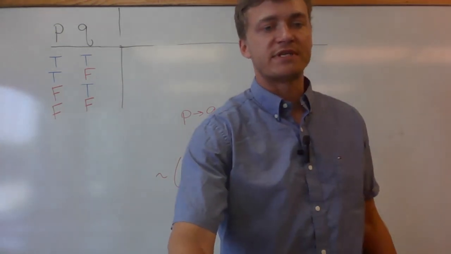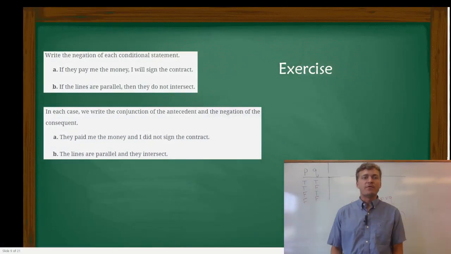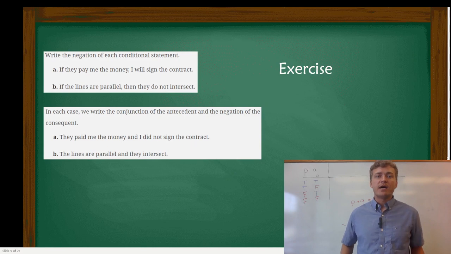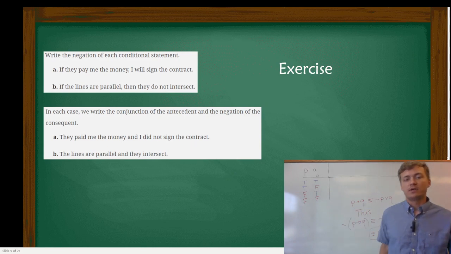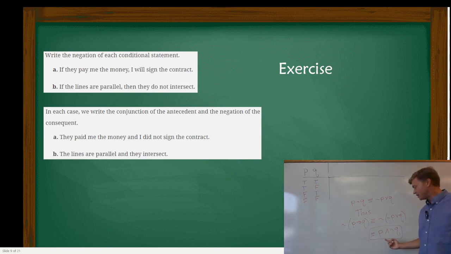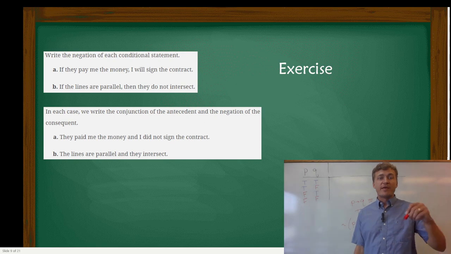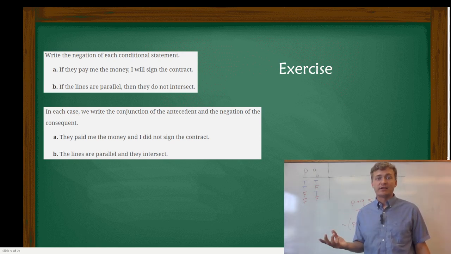Let's think about how that works out here for parts A and B. Well, for part A, if they pay me the money, I will sign the contract. We're trying to negate that conditional statement, and as we've seen here, it's going to end up as P and not Q. In other words, they pay me the money and I did not sign the contract.